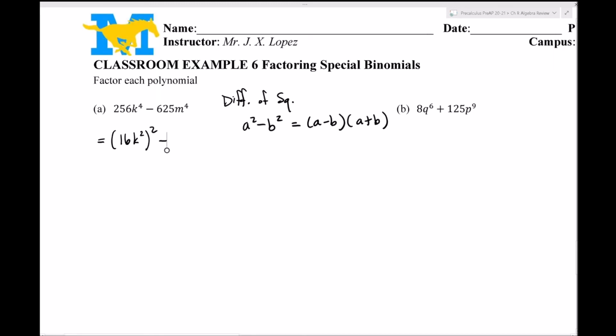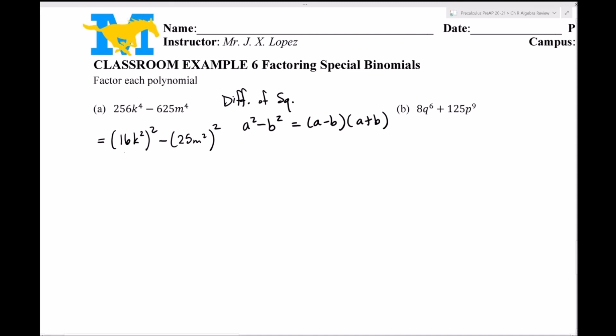625. What is that the square of? I believe that's the square of 25. And yeah, that's 25 squared. So 25m squared, because that's another fourth power. And then we square that. So when we square a square, we get a fourth power.